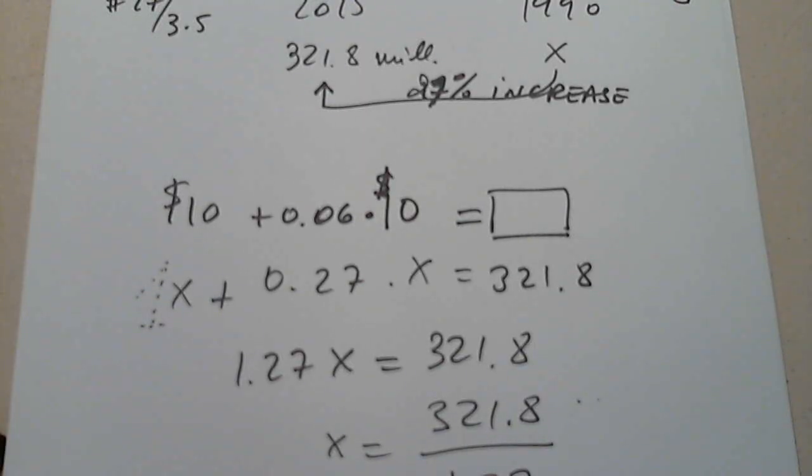How will you check? To 253.4, we add 27% of it, and the answer has to be very close to 321.8. It's not going to be exact because I have a rounding error. That's how you check. To the original amount, add the increase of 27% of the original amount, and you get the ending amount.